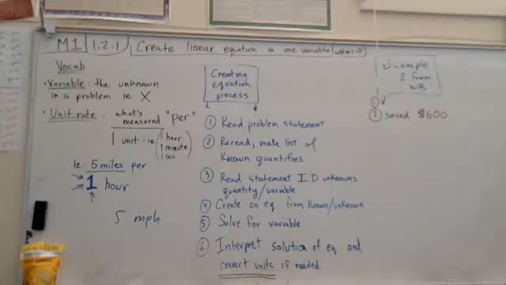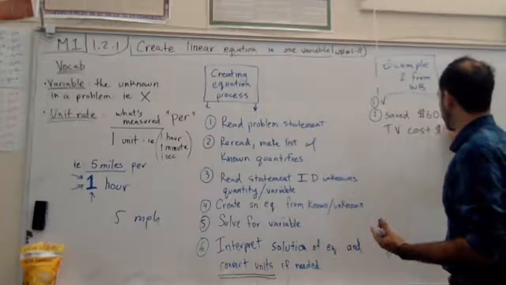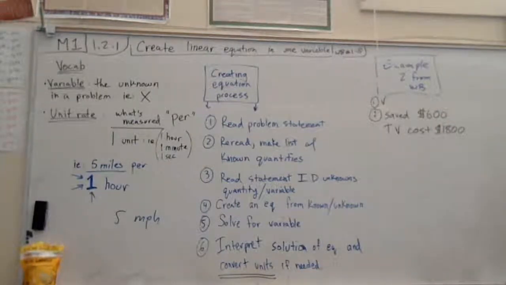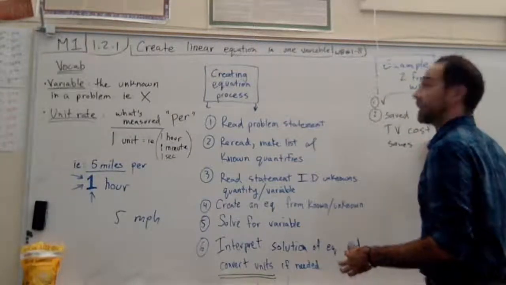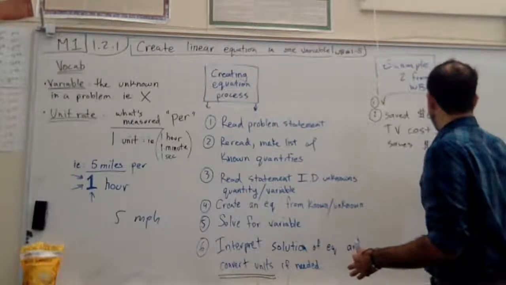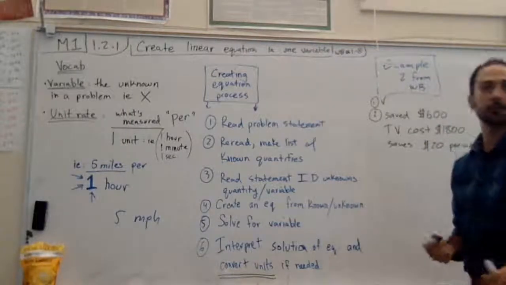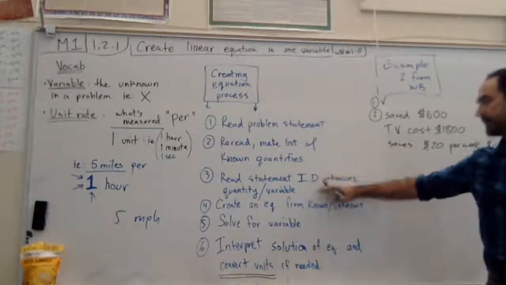Yes, Magnolia. Okay, so the TV costs $1,800. Perfect. Okay, yes. How much she saves a week? Okay, she saves $20 per week. And our units there are dollars per week. We're going to see at the end that our units we're going to have to change them. No big deal. Read statement, ID the unknowns.